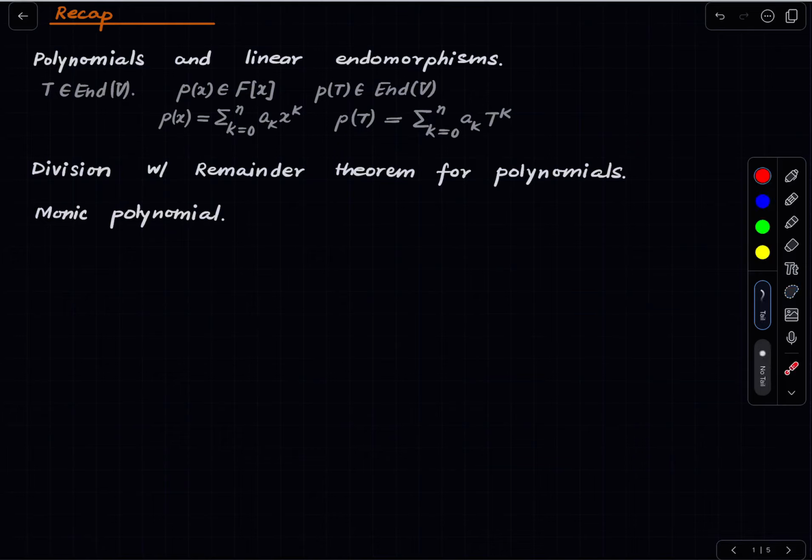We will need to know how polynomials interact with endomorphisms. So given an endomorphism T on a vector space V, and given a polynomial over the base field, we can define a new endomorphism on the vector space via this recipe. So if the polynomial looks like this, then we define the new endomorphism in this fashion, where t to the power 0 has to be interpreted as the identity endomorphism.